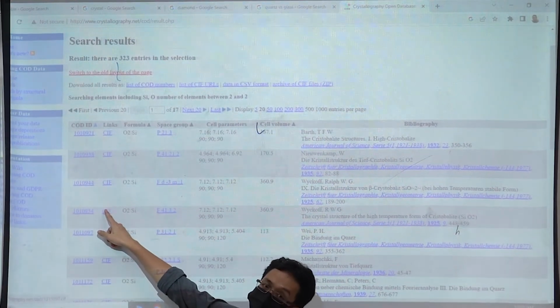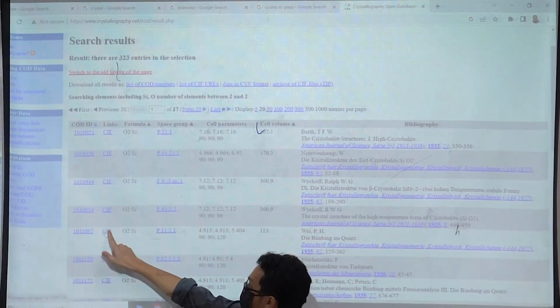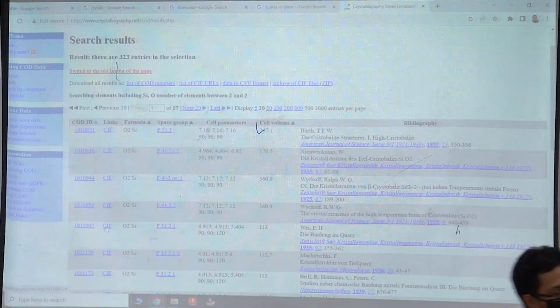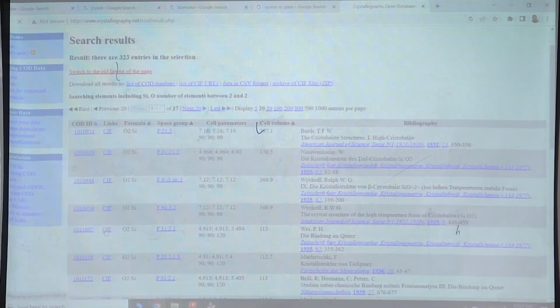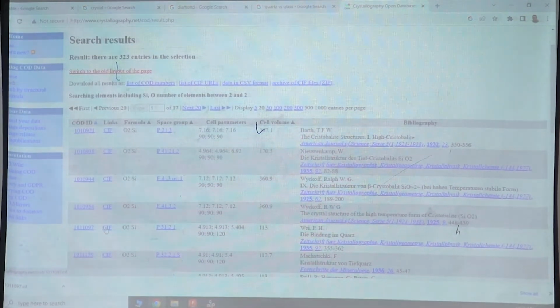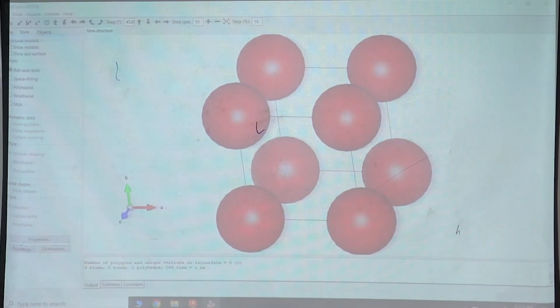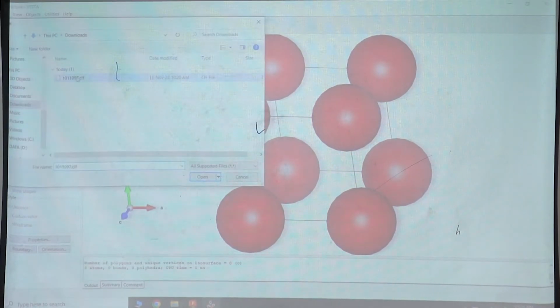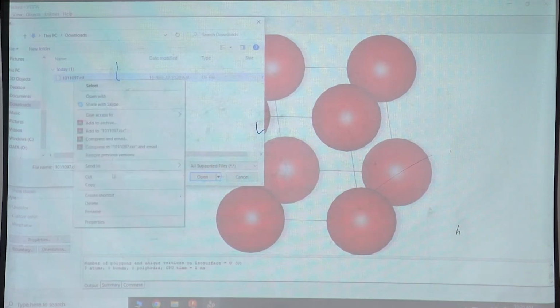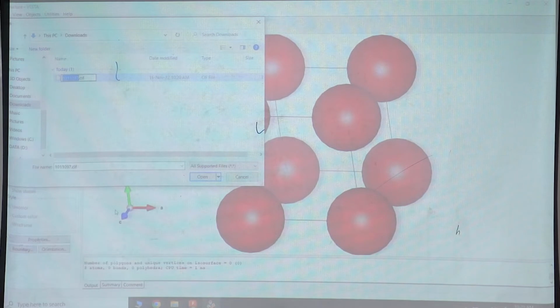CIF stands for Crystallography Information File. If you click this, you will download the file. Then I go to VESTA, go to File, and open. This is the one that I downloaded. Let's say I rename it to quartz. Okay, enter, and then I open this.